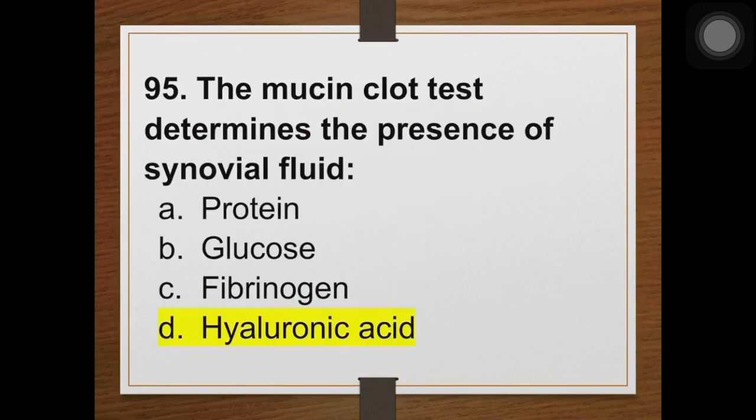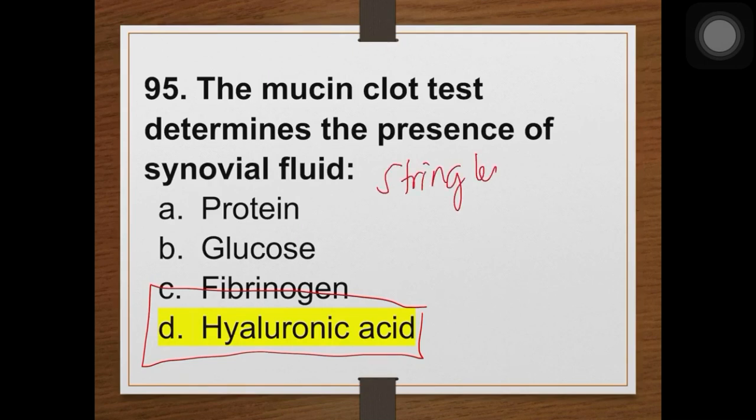Number 95, the mucin clot test determines the presence of hyaluronic acid in synovial fluid. Remember, ang synovial fluid viscous, similar to an egg white. Ano po yung responsible for the viscosity of synovial fluid? Hyaluronic acid. Ano po yung mga tests for synovial fluid viscosity? Number 1, we have the string test. Yung string test po, ginagawa po ito sa bedside, yung syringe na ginamit for collection, ititry i-lift. At para masabing normal viscosity, when lifted, it must be able to form a 4 to 6 cm string.